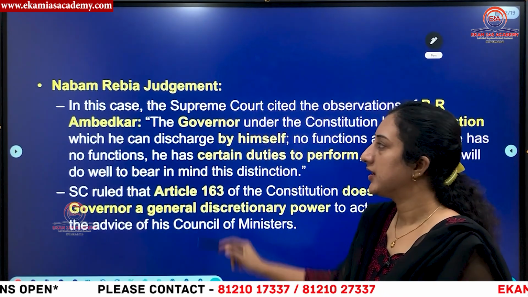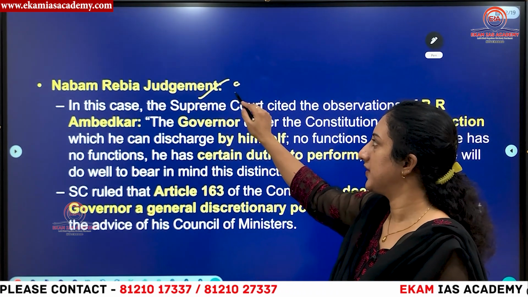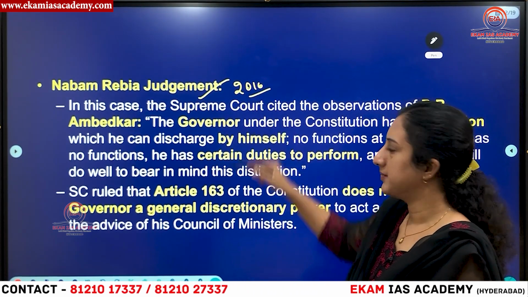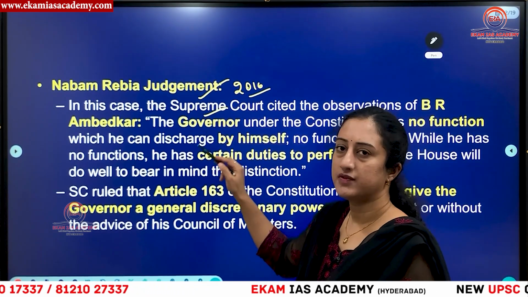Then in the Nabam Rebia judgment case, a famous case from 2016 with respect to the Arunachal Pradesh Assembly, what did the Supreme Court say? It quoted the words of Ambedkar.